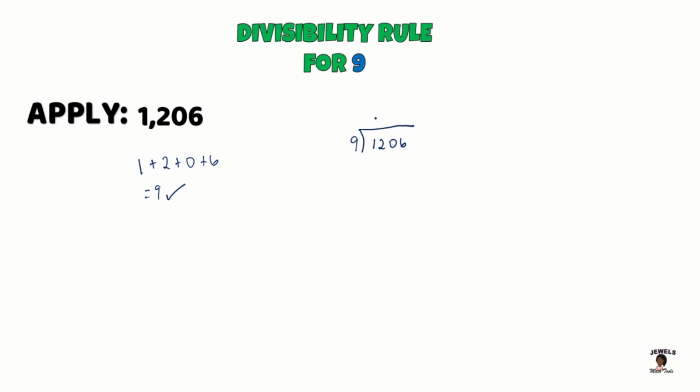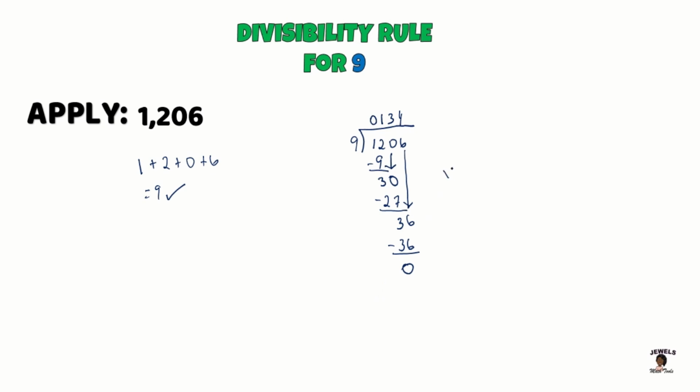So 9 can't divide into 1 since 1 is less than 9. 9 divides into 12 once. 9 times 1 is 9. 12 minus 9 is 3. We're going to bring down our 0, changing 3 into 30. 9 divides into 30 3 times. 3 times 9 is 27. And when 30 subtracts 27, we get the difference of 3. We're going to bring down our 6, changing 3 into 36. 9 goes into 36 4 times. 4 times 9 is 36. And 36 minus 36 is 0.